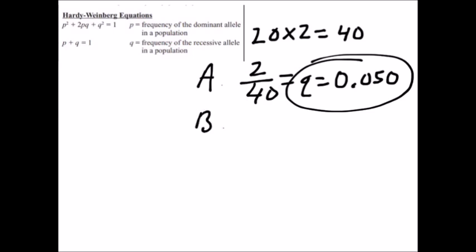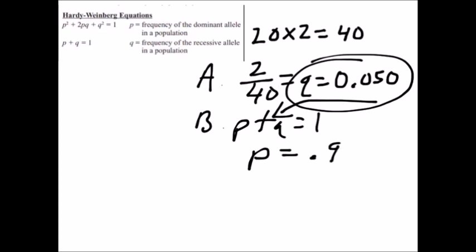Part B, we're looking for the frequency of the normal dominant allele. Well, don't forget that p plus q has to be 1. So if q is 0.05, p has to be 0.95. So we're saying that 95% of the alleles in this population are normal and dominant and not for cystic fibrosis, whereas about 5% of the alleles are recessive cystic fibrosis alleles that are dangerous.